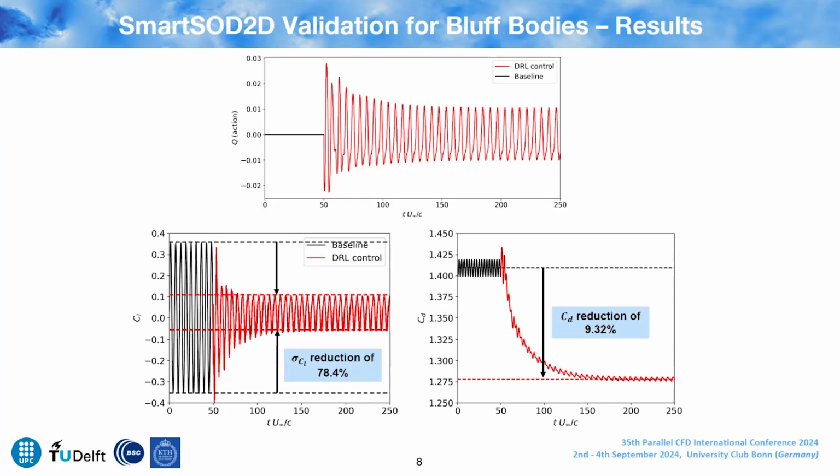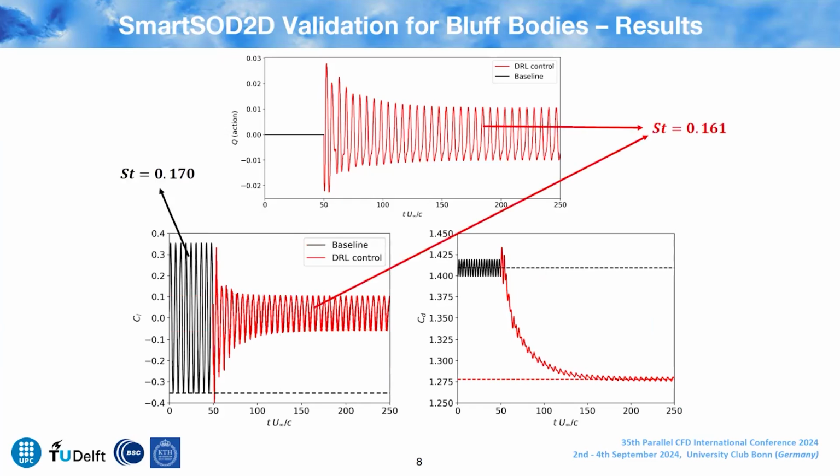Indeed, we saw a reduction of the standard deviation of about 78%. And also you see that after activating the control, the drag reduced as well by 9%. The natural vortex shedding frequency of this cylinder was 0.70, and once we applied the DRL control, this frequency was delayed and reduced to 0.16.